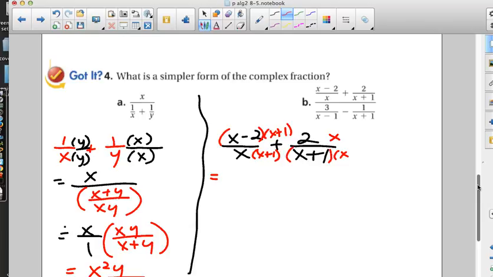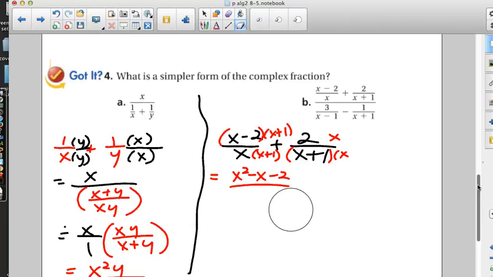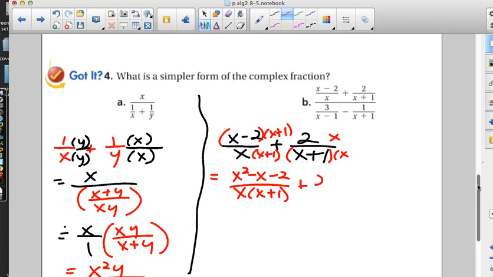Alrighty, so let's see what we get, huh? X squared minus x minus 2. Kind of sloppy. So far so good. So now what?